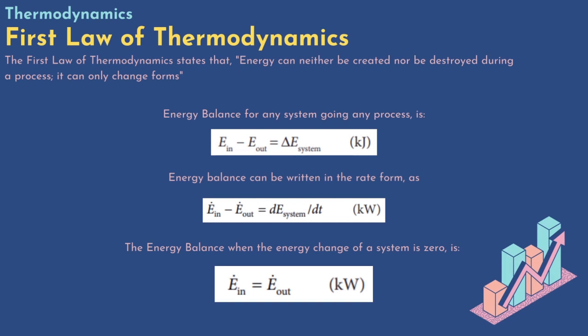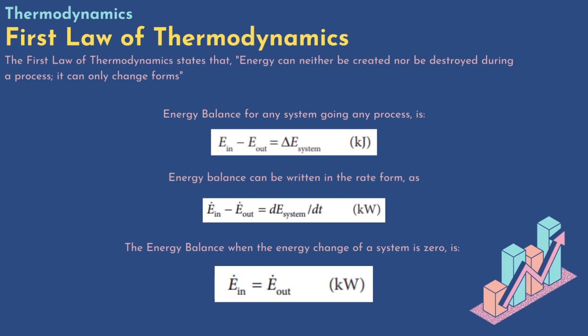Next is the first law of thermodynamics. The first law of thermodynamics, also known as the conservation of energy principle, states that energy can neither be created nor be destroyed during a process. It can only change forms. As a result, during a process, every ounce of energy must be accounted for. For any system undergoing any process, the conservation of energy principle can be expressed as follows. The net change, increase or decrease, in the total energy of the system during a process is equal to the difference between the total energy entering and the total energy leaving the system during that process.